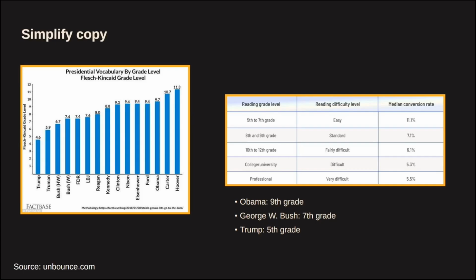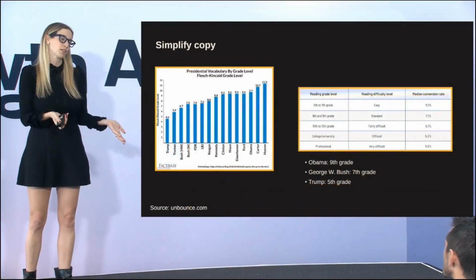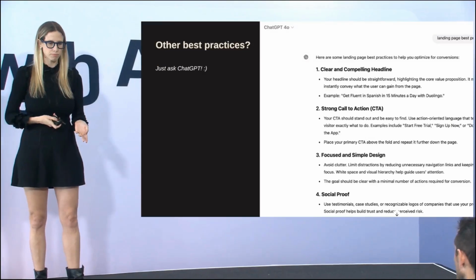And if you look on the right, you can see the median conversion rate, and like I think as Phil might have mentioned, these metrics might vary based on different things, but basically the median conversion rate for 5th to 7th grade reading grade level is 11%. And the next one is 8th to 9th, that's already 7%, and then it just drops down from there. We're not talking about people who are dumb and they support Trump or whatever. We're talking about everyone. People like simple things. And so the more complexity you add into your copy, the more likely you are to lose a potential customer.